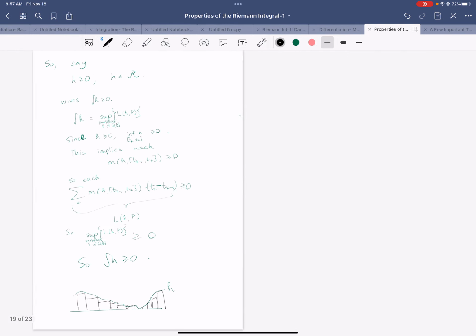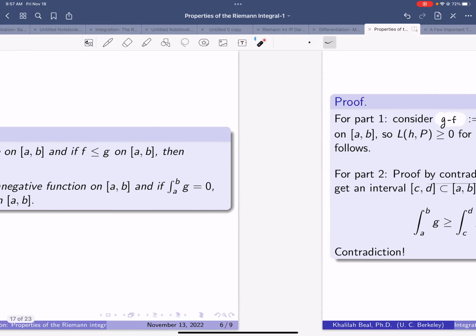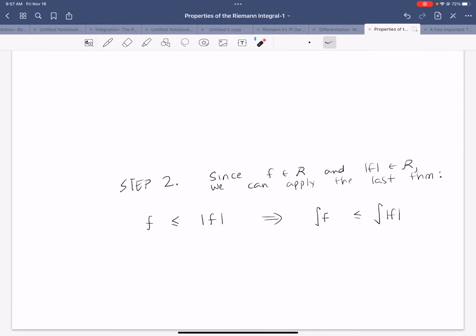Because remember, the last theorem said if f is less than or equal to g and they're both Riemann integrable, then the integral of f is less than or equal to the integral of g, right? So that's what we're using to conclude that f is less than or equal to the absolute value of f, and they are both Riemann integrable. That implies that the integral of f is less than or equal to the integral of the absolute value of f.